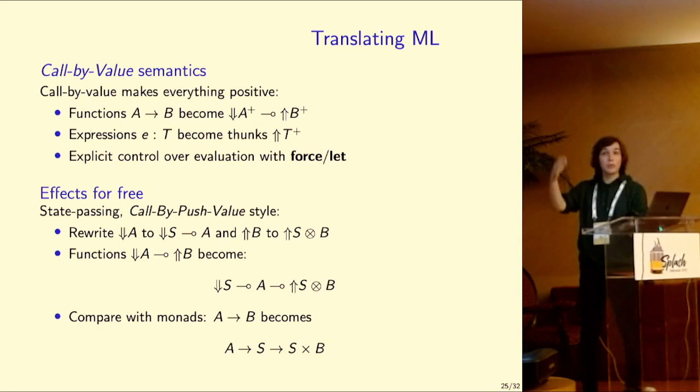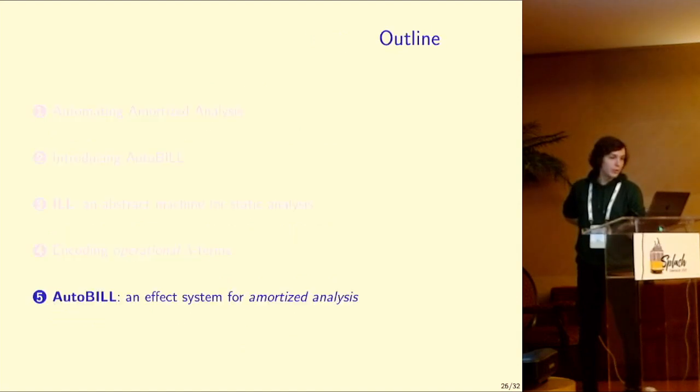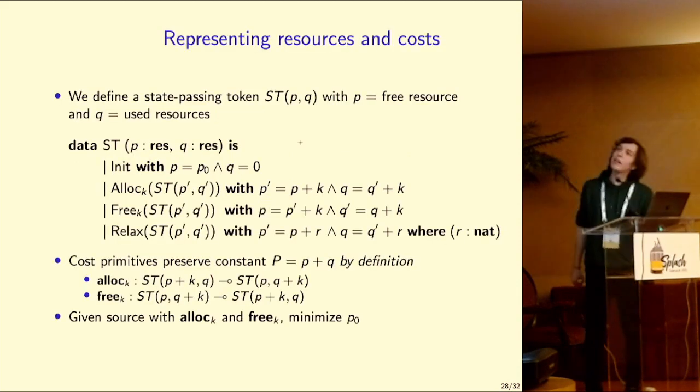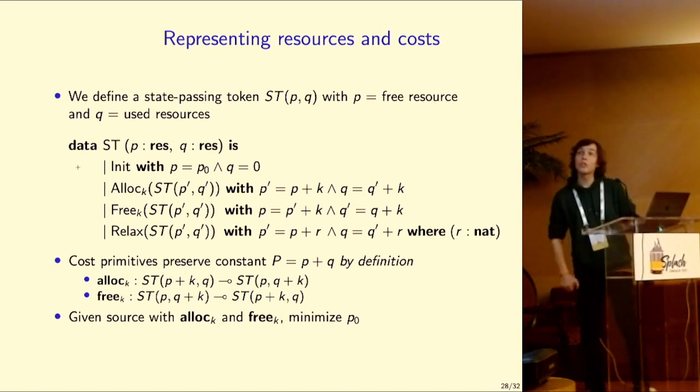We're just going to pass resources this way in this universal effect system that we get for free with the machine. So that's Autobail and the effect system for amortized analysis. What we do is define a data type, a state token with two parameters, P and Q, P being the free resources that the program has access to, and Q being the currently allocated resources. And we can define resource manipulation primitives just as constructors on that data type.